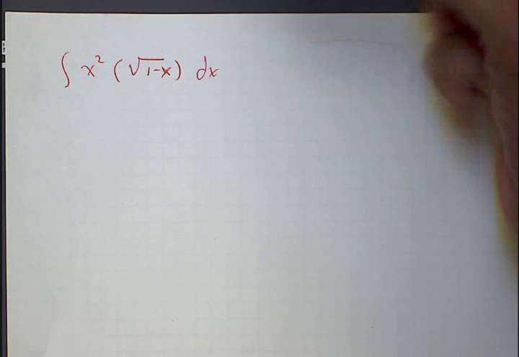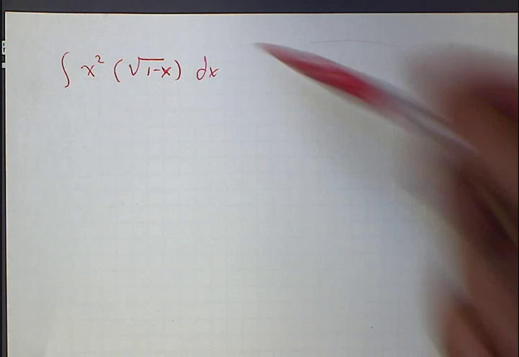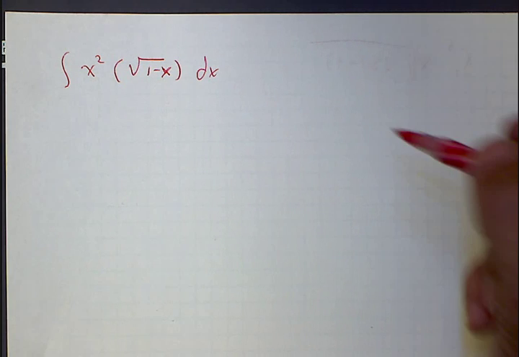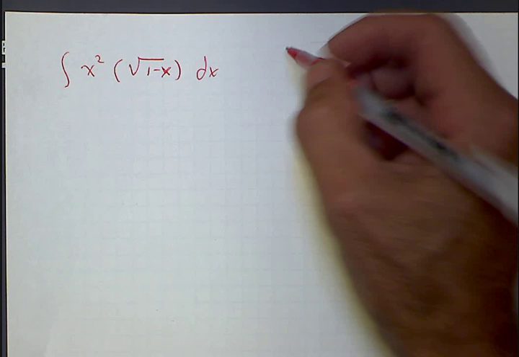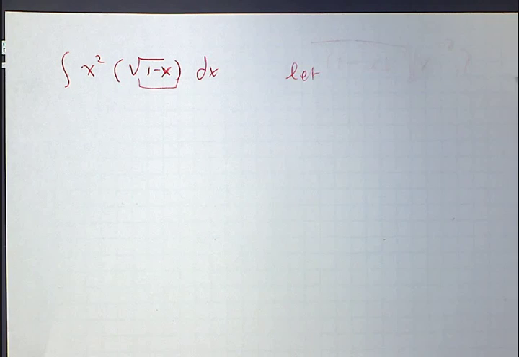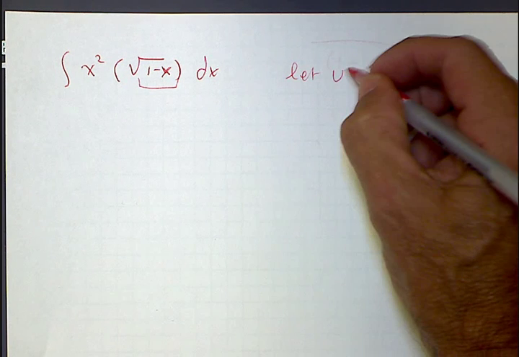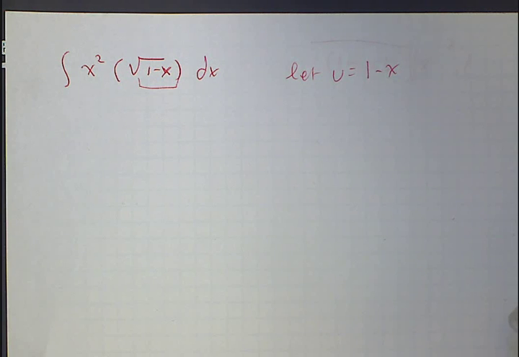We're going to replace every x with a u, including the dx. And so it's going to look like this. We're always going to take the part under the square root and call that u. So we're going to let u equals 1 minus x. Now, other times we would have taken the derivative of that and called it u prime. It's not going to work quite the same way on this. It's called a change of variables because we're going to change every x into a u.